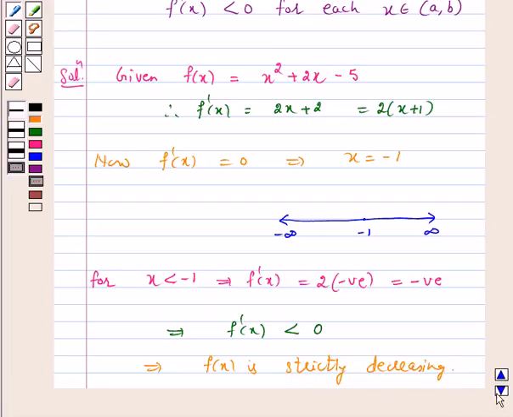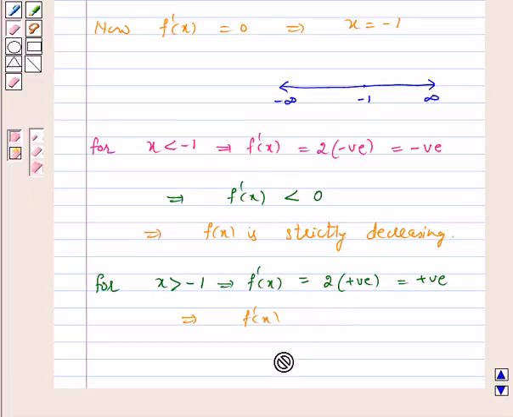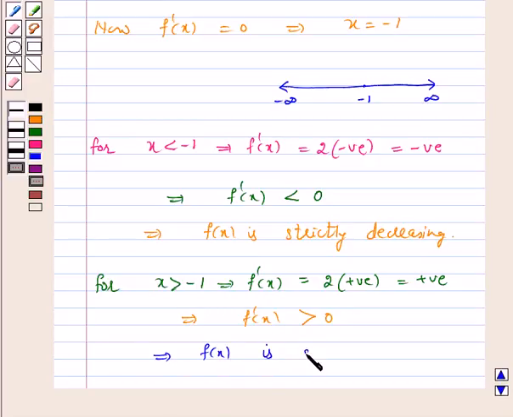for x less than minus 1, and for x greater than minus 1, f dash x is equal to 2 into some positive number, and this will be positive. This implies f dash x is positive, or f dash x is greater than 0. This implies f x is strictly increasing for x greater than minus 1.